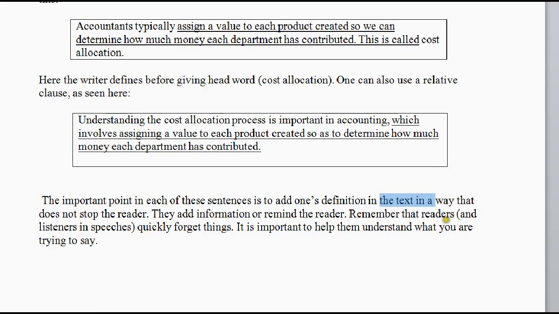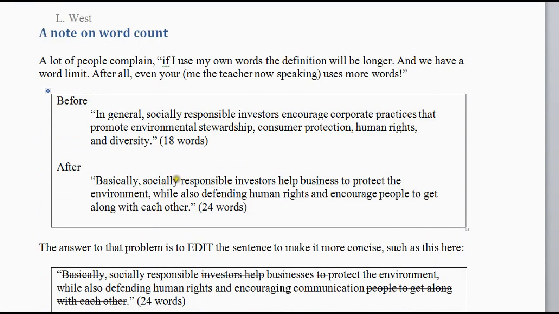Remember, the readers and listeners in speeches quickly forget things. It is important to help them understand what you're trying to say. Now, a word on word count. People often complain, if I use my own words, the definition will be longer. And we have a word limit.